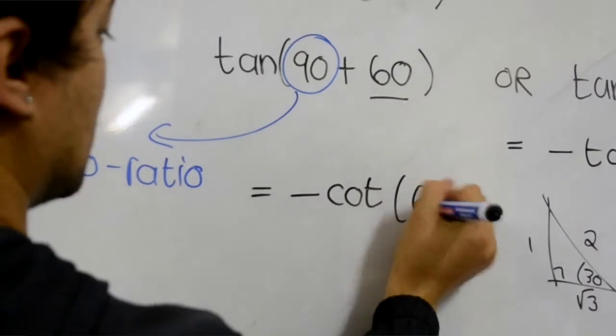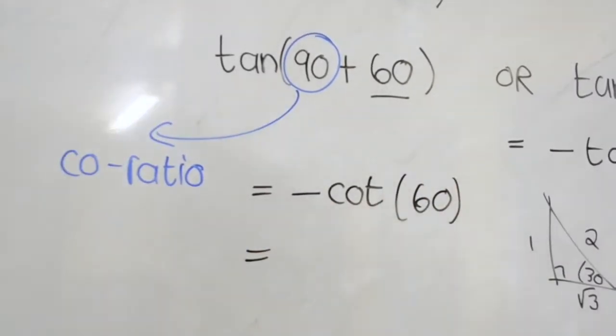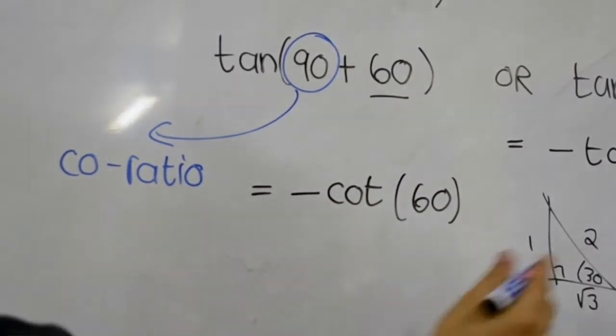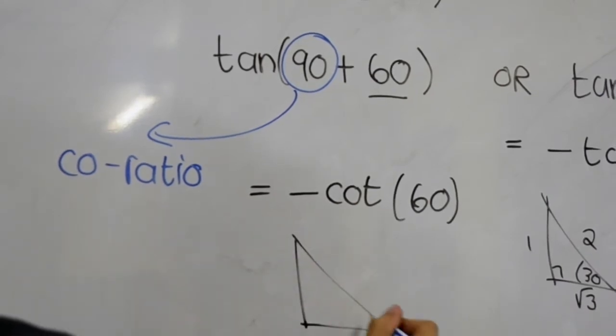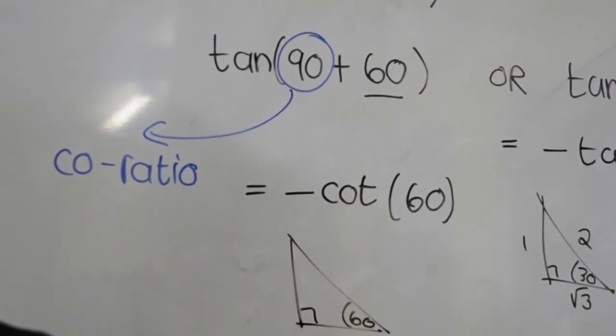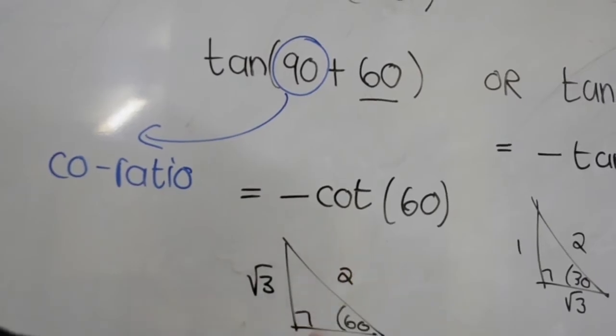And then obviously just 60. So I'll now be using the same triangle, just with the 60 being of importance. 1, root 3, and 2.